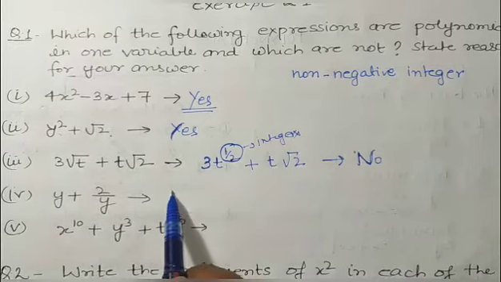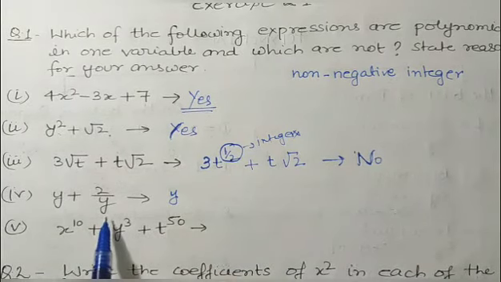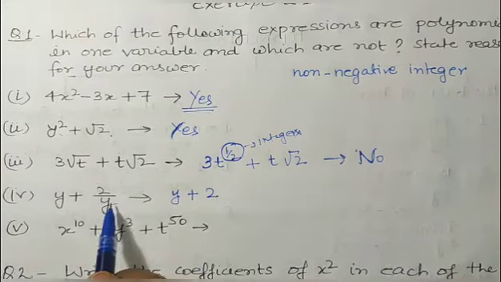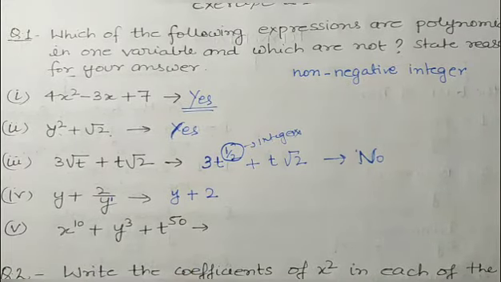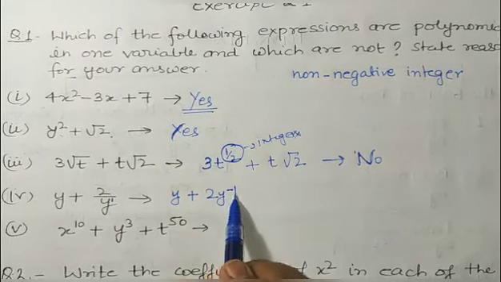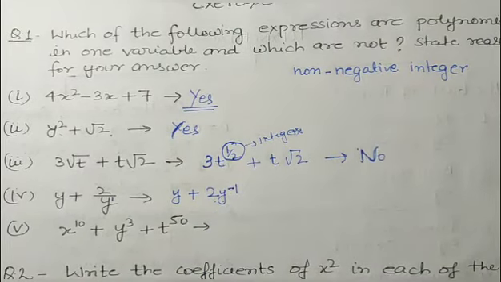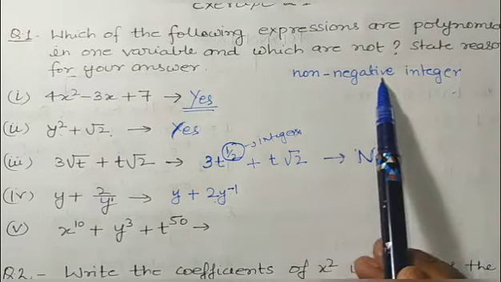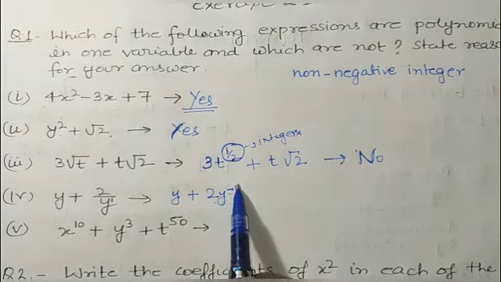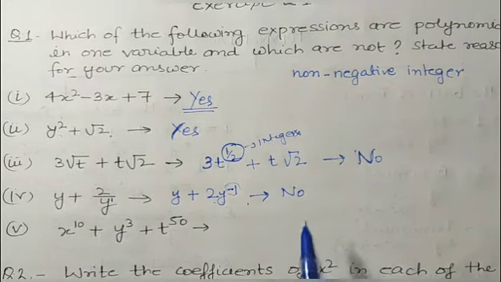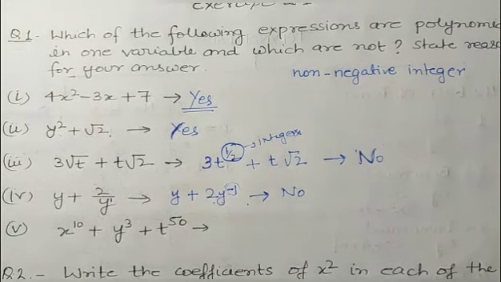Now y plus 2 upon y. When you shift this y to the numerator, what will you get? Here the power of y is 1. When you shift it to the numerator, you will get y plus 2y to the power minus 1. Now the condition was that it should be a non-negative integer, but here it is negative. So it will not be a polynomial. The reason you will write is that the power of y is negative.